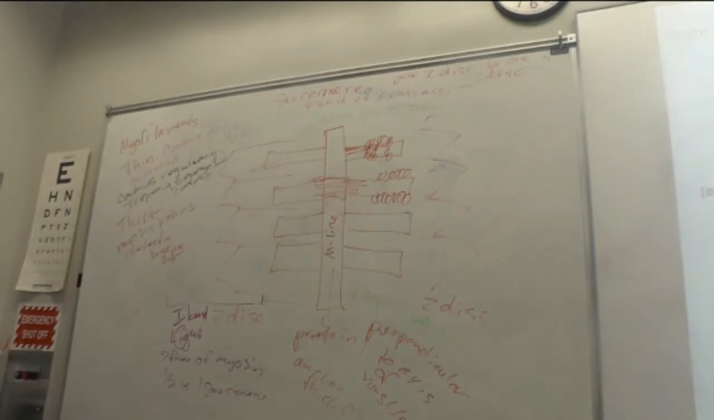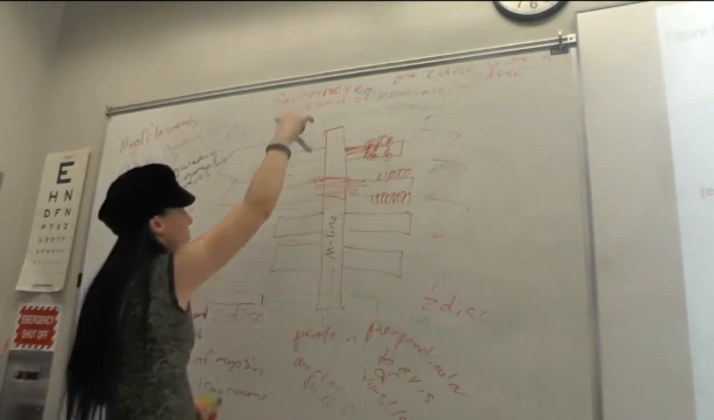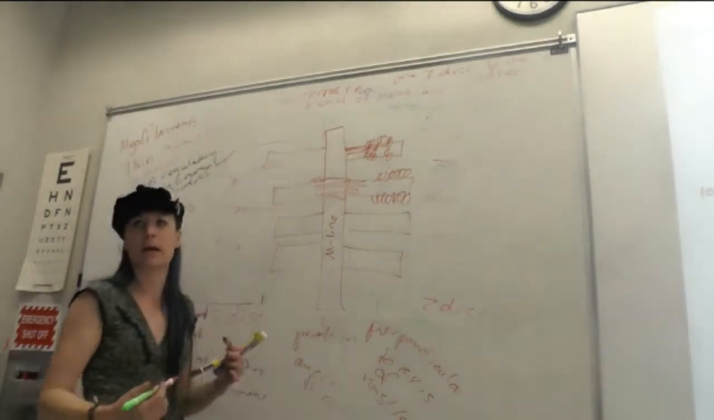So what happens when we contract is our H zone is going to disappear. Our I band is going to get very small. And so that's like things that they ask in an MCAT. What would you see? A, the disappearance of the A band. B, the disappearance of the H zone. C, the shrinking of whatever. And what you would see is the disappearance of the H zone. The A band never goes anywhere.